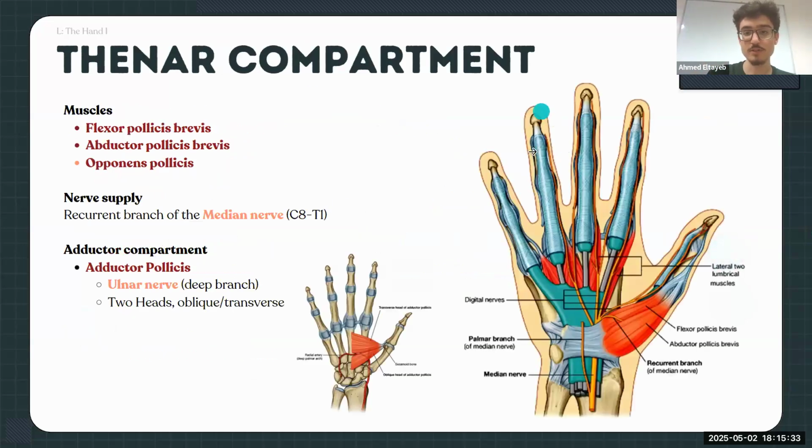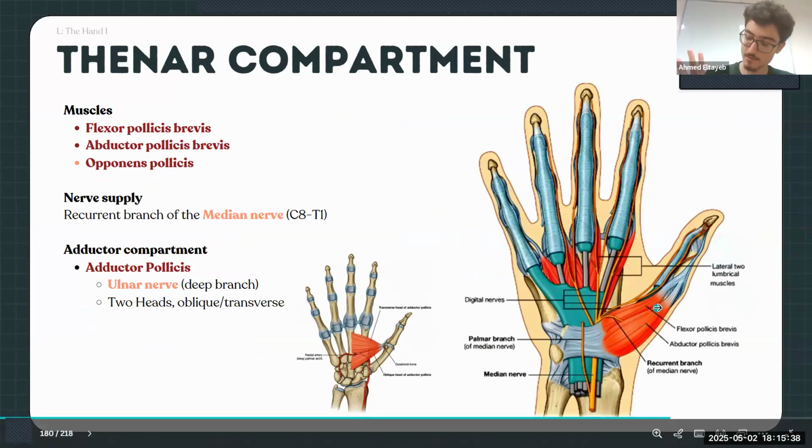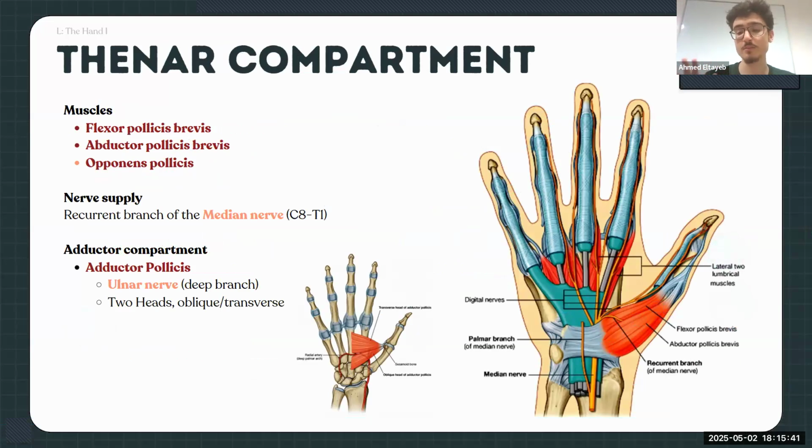Let's look at each component alone now. At the thenar compartment, right here. Your lateral hand compartment. Here you have three muscles, and they're all involved in your thumb. You have flexor pollicis brevis. Remember, flexor pollicis longus was in your deep flexor compartment of the forearm. You have abductor pollicis brevis. Remember, abductor pollicis longus was in your extensor compartment, I think the deep compartment. And then you have opponens pollicis, for your opposition movement. All of them are supplied by the median nerve.